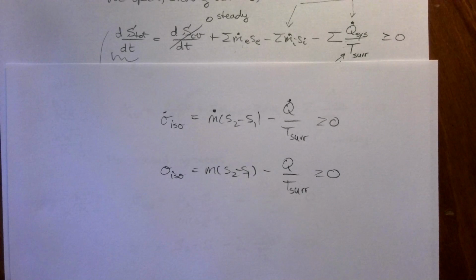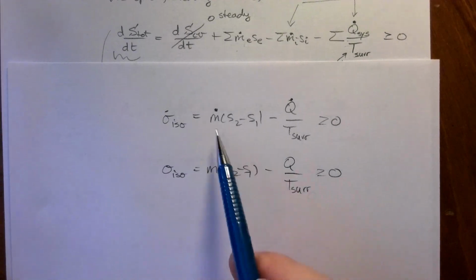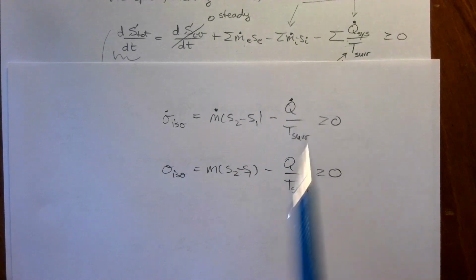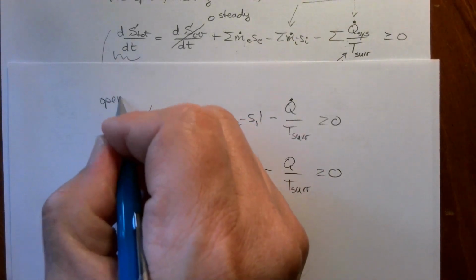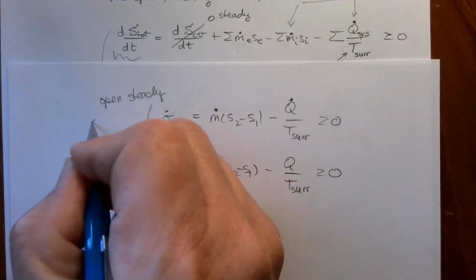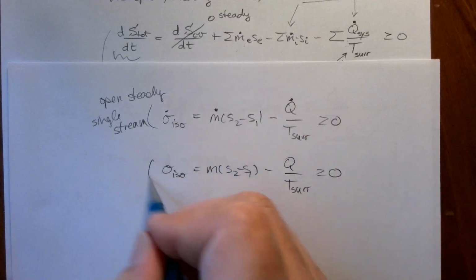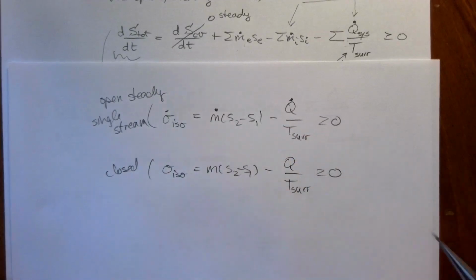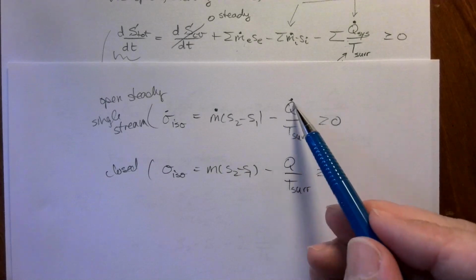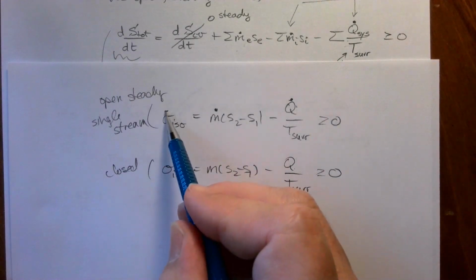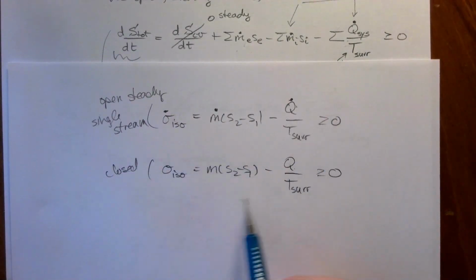You see how very similar these look. Open, steady, single stream looks like this, and this is closed, going from state 1 to state 2. Look how similar these equations are. The only difference is this is a rate and that's a rate. This is the exact same equation, except in the form of a rate.